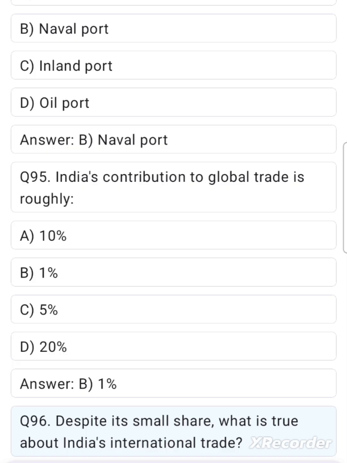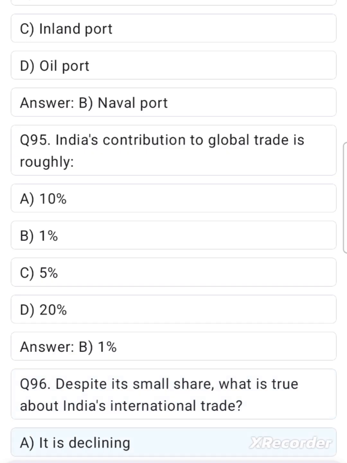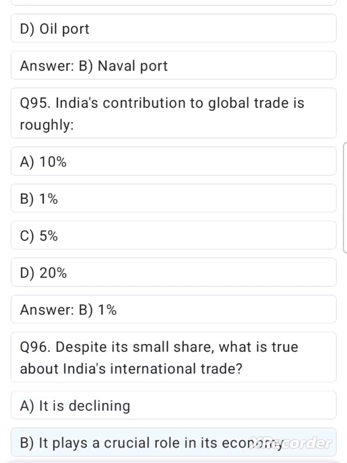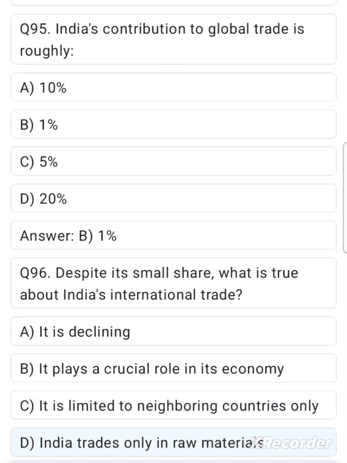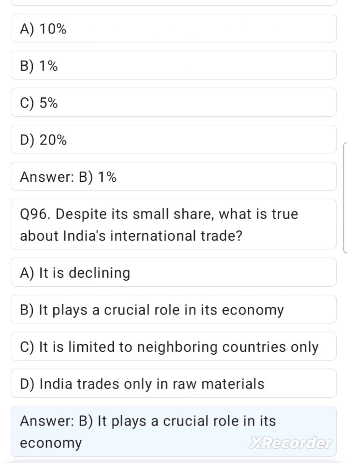Q96. Despite its small share, what is true about India's international trade? A. It is declining. B. It plays a crucial role in its economy. C. It is limited to neighboring countries only. D. India trades only in raw materials. Answer B. It plays a crucial role in its economy.